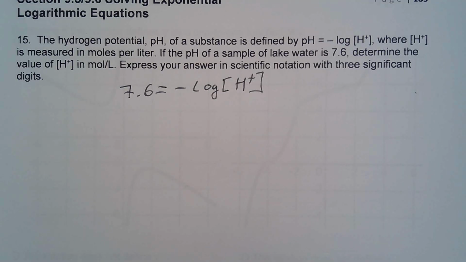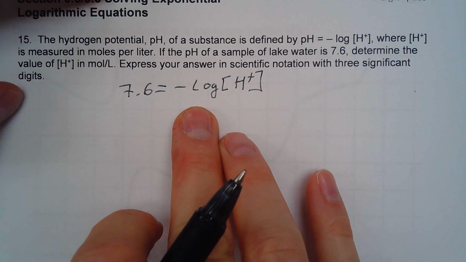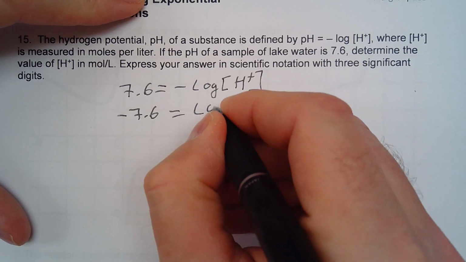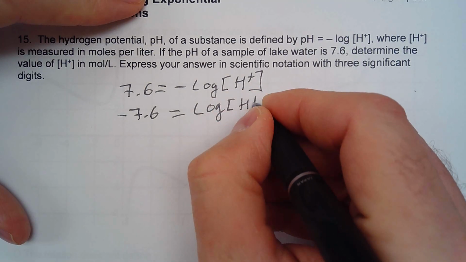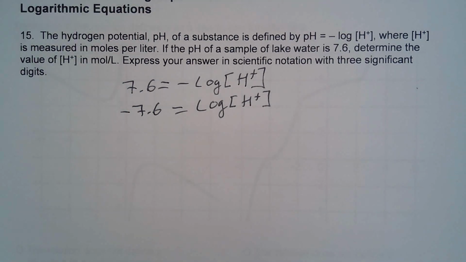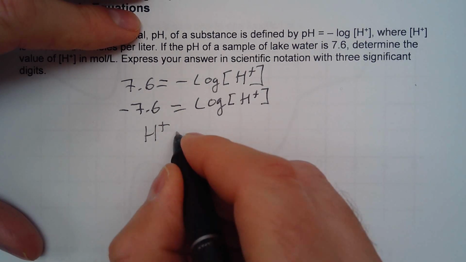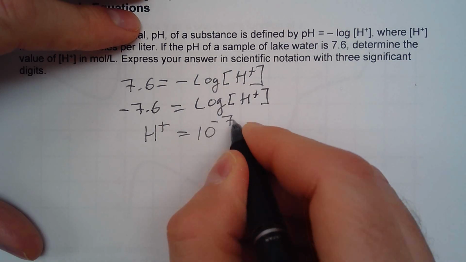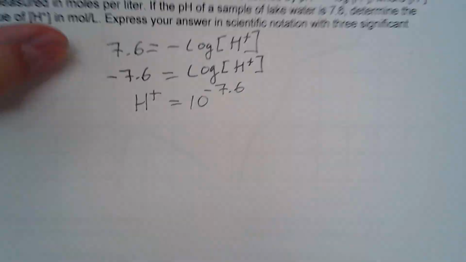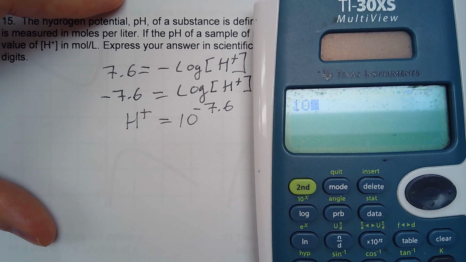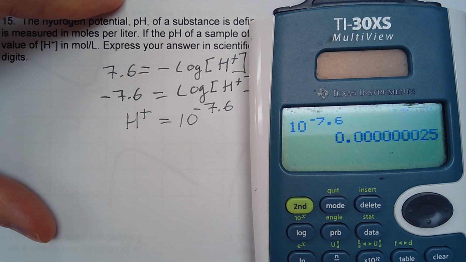So the first thing we need to do is get the log by itself. So I need to divide both sides by negative 1. And then we're going to rewrite that as an exponential equation. So H positive would be 10 to the negative 7.6. It's a very small number, but remember, we want this in scientific notation.